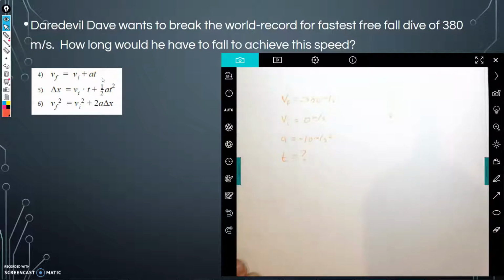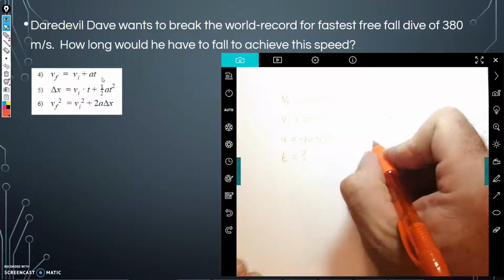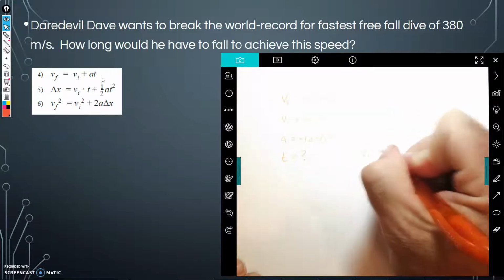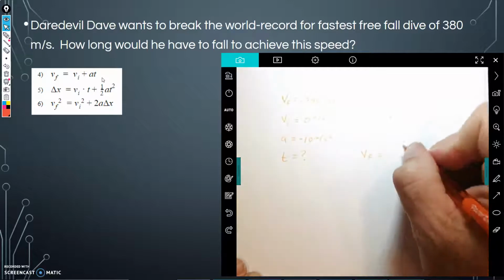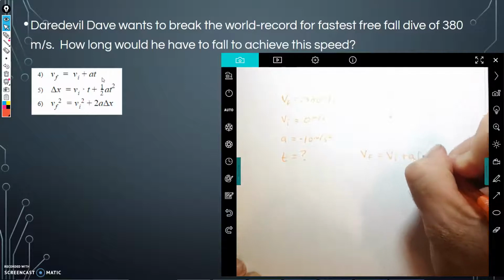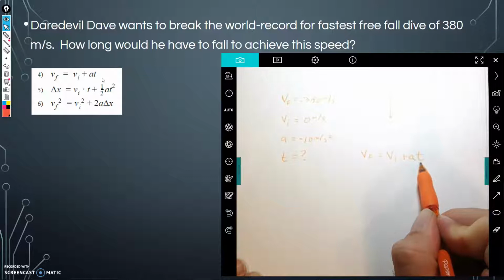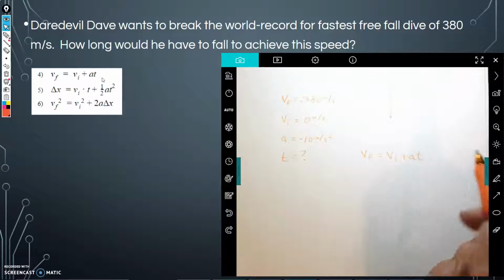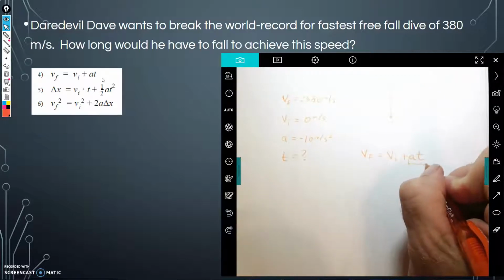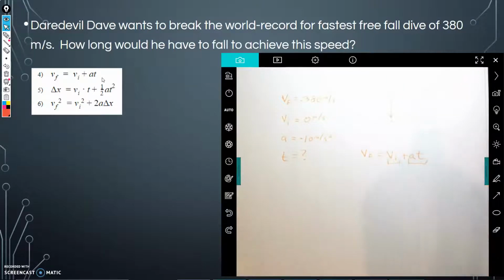But the problem is this equation is not written in the form that we need. It's not written in terms of time. It's written in terms of final velocity. So we're going to have to do a little algebra to rearrange our equation. Let's start with the equation as it's written on the formula sheet and think about the steps it would take to get the time variable isolated. How do we get time all by itself on one side of the equal sign? Well, time is in this term along with the acceleration, and that term is being added to our initial velocity.